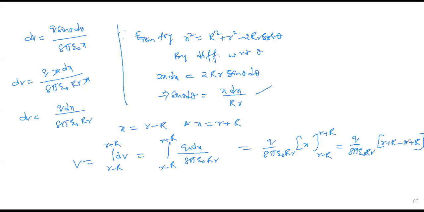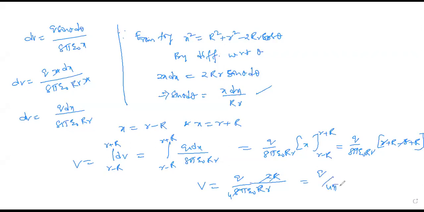What will you get after simplifying this? Small r will get cancelled, then it should be 2r. So finally V will be equal to q by 8 pi epsilon naught capital R small r into 2r. Right? So 2 into 4 times, r will get cancelled. So now what expression did you get?